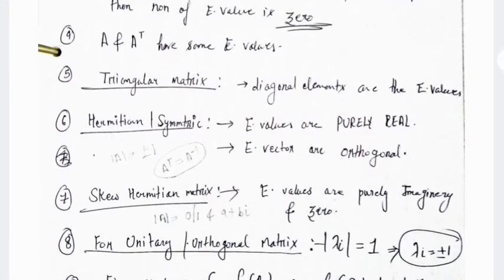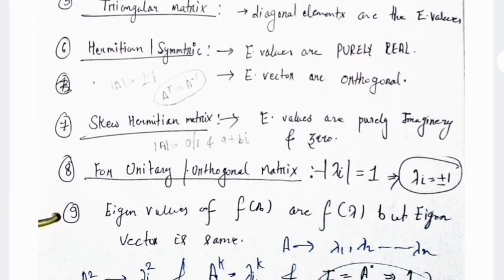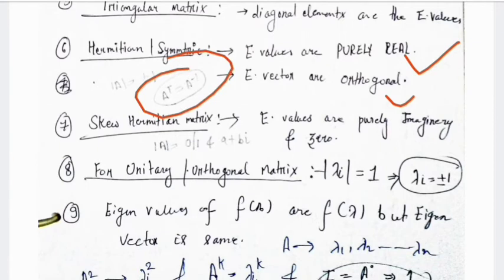Next are matrix-based eigenvalue properties. Here the Hermitian matrix or symmetric matrix is defined. In the Hermitian matrix, the eigenvalues are purely real, and the eigenvectors are orthogonal. Now in the case of an orthogonal matrix, we know that the transpose of the matrix is equal to the inverse of the matrix.